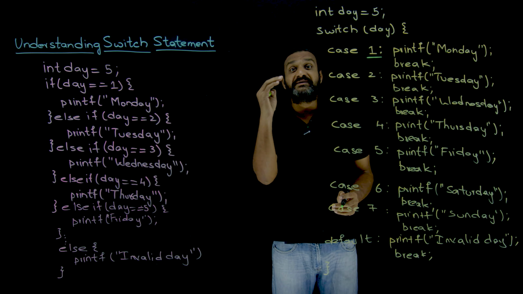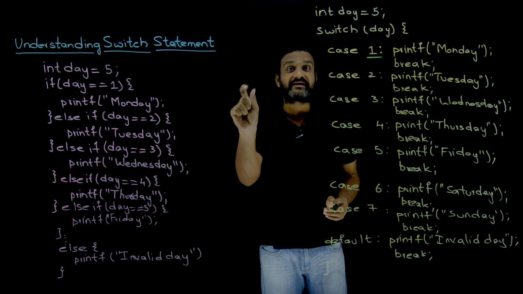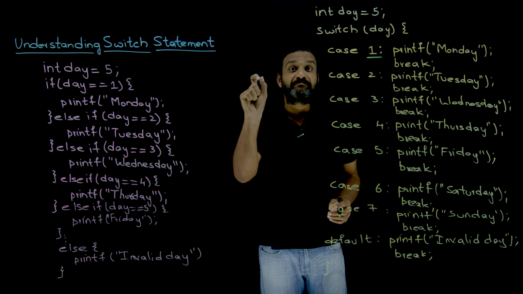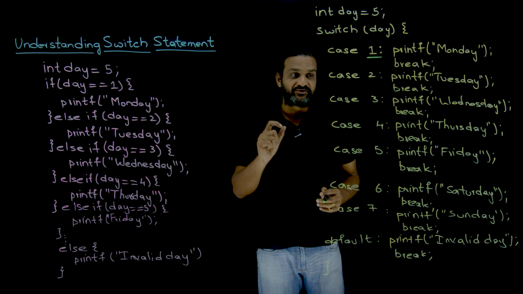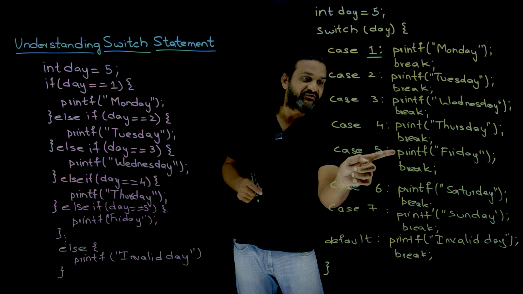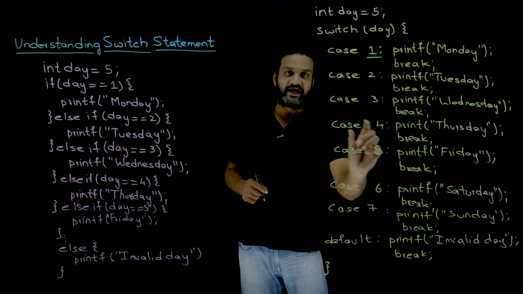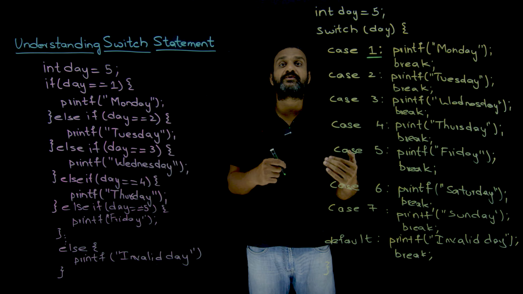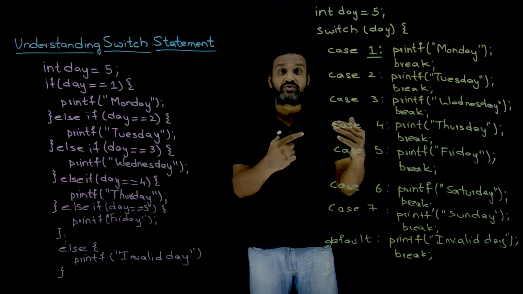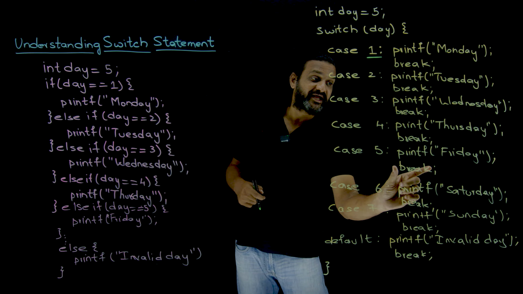The limit of which statements are to be executed by a particular case is decided by the break statement. For example, if you have 5 statements in a case, and as of now we have only one statement, let's assume we have 5. How does the program know where to stop the execution? That is decided by the break statement.